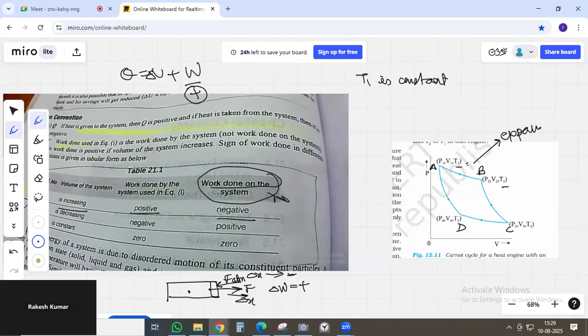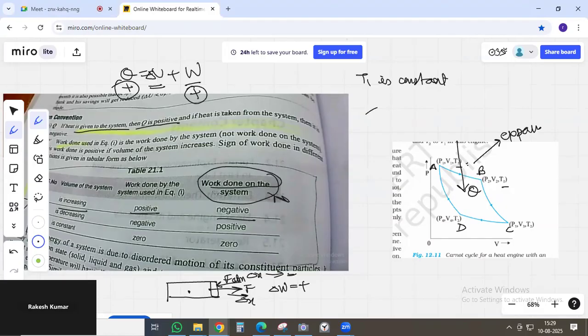Okay. Now heat is given to the system. Q is positive, so this is also positive. Okay, this is also clear. So that means I am giving heat here. Now heat is happening. So what is happening to delta U?